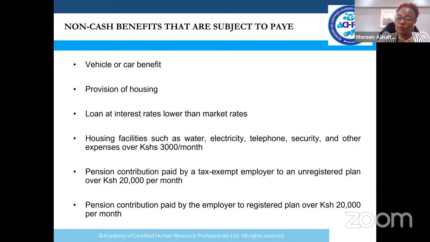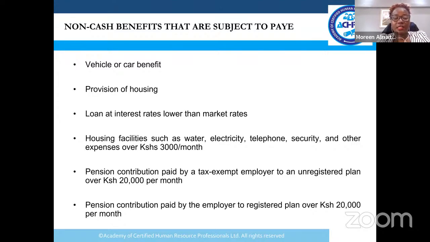That means when you're doing the payslip, we'll be looking at the slip later, so let me not go into that. Loans at interest rates lower than the market rates are also subject to PAYE. For example, if you get a loan from your employer and the normal market rate is 14% per annum, and you're given a loan at 3% per annum, that means that loan is subjected to PAYE as well.